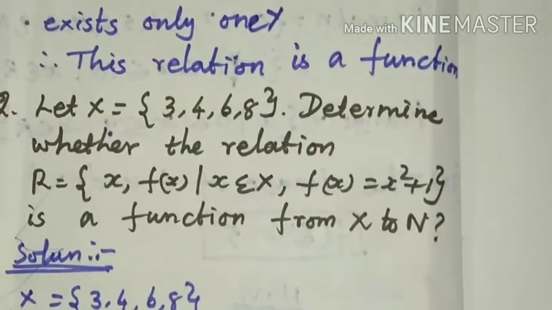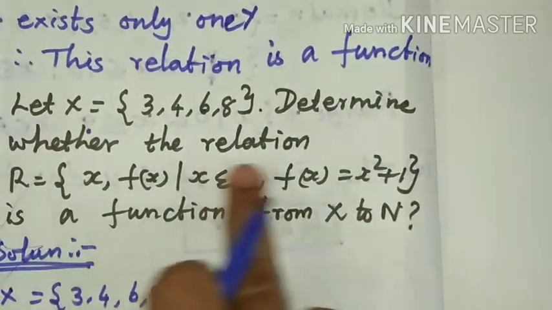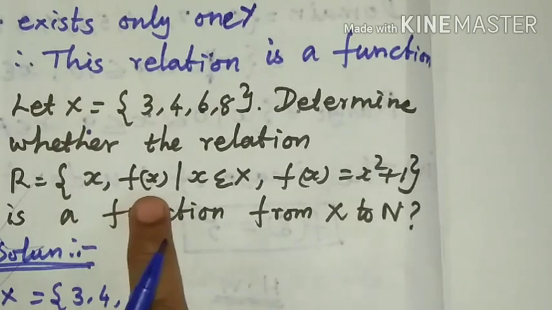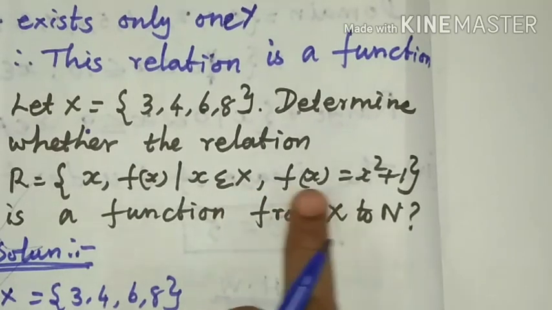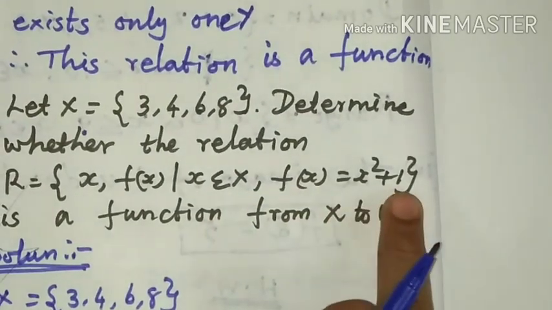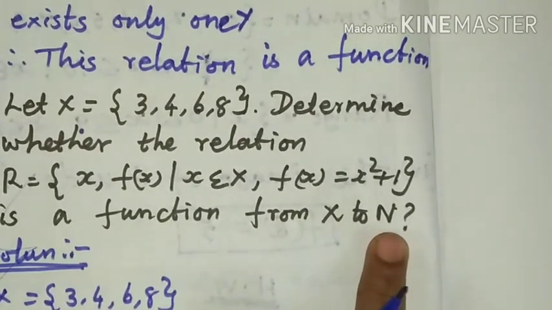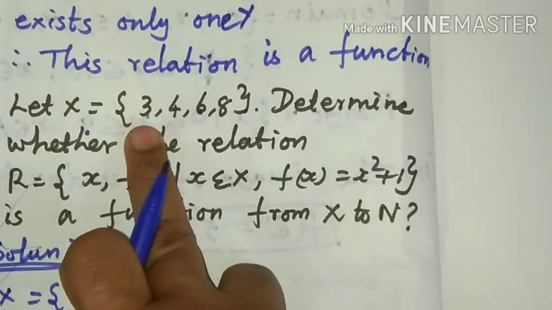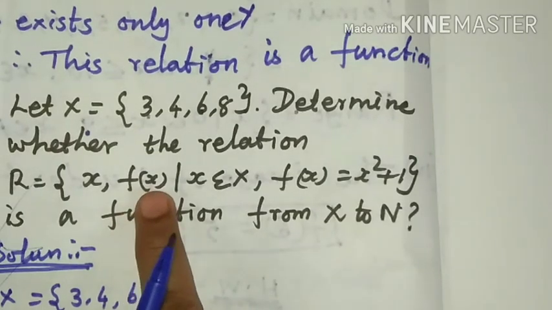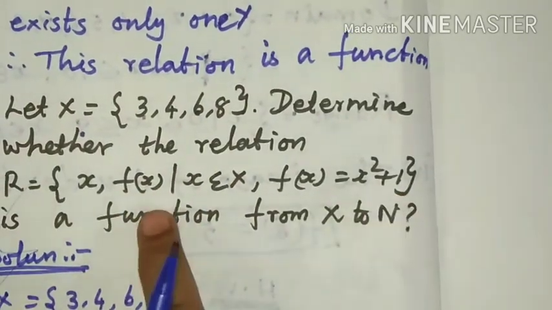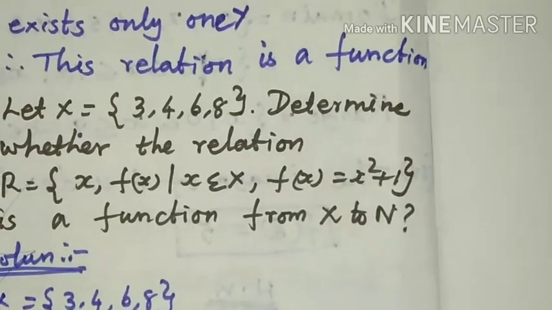Then the second question: let X be equal to 3, 4, 6, 8. Determine whether the relation given by x comma f of x such that x belongs to set X and f of x equal to x squared plus 1 is a function from X to natural numbers. In this question, the first element x is given, then for the next coordinate the condition f of x is given. So here we have to find out whether this relation is a function from X to natural numbers.